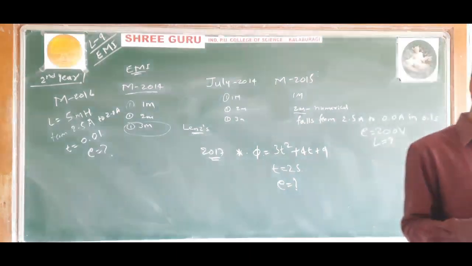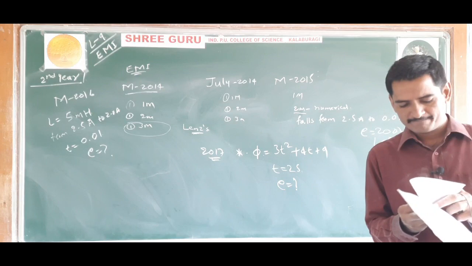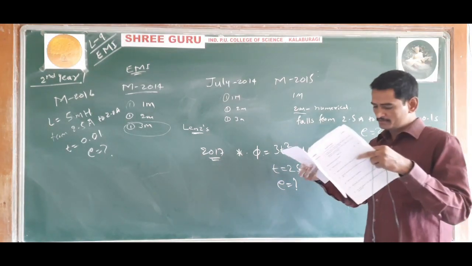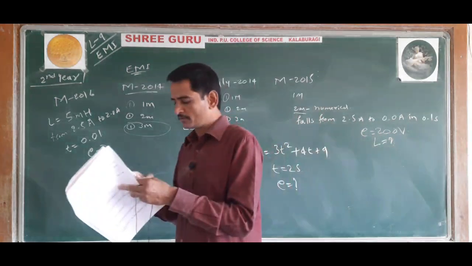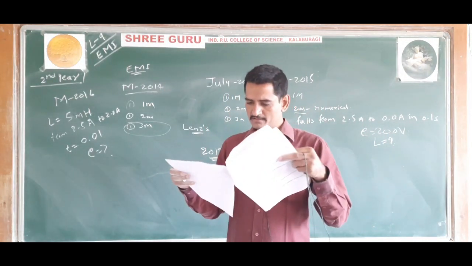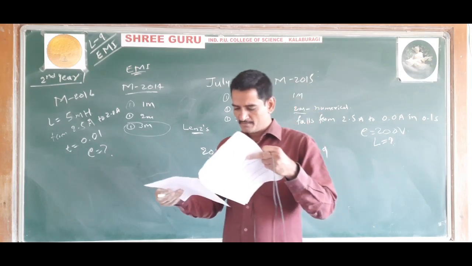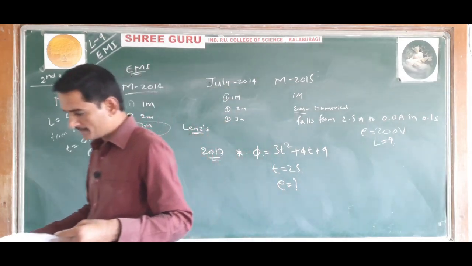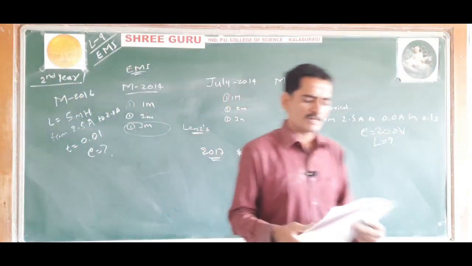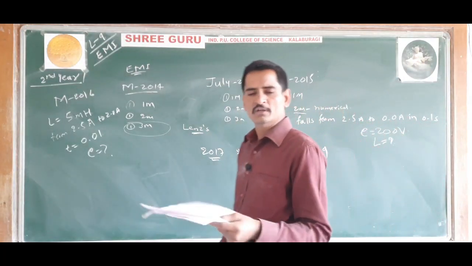There is no 2 mark question, and the 3 mark question is also not there. Then there must be a 5 mark question. Yes, it is a 5 mark question. A 5 marks numerical is given, and this numerical also we have solved.